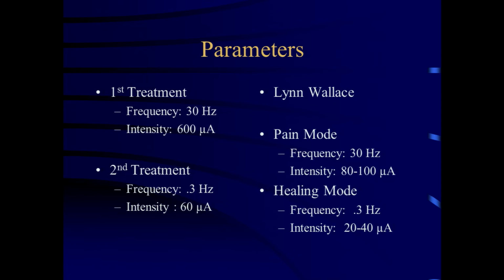So the parameters, the first treatment 30 Hz 600 microamperes, second treatment 0.3 Hz 60 microamperes. So you will feel this one, you won't feel this one much. Then pain mode, frequency 30 Hz, intensity 80 to 100 microamperes, healing mode 0.3 Hz 20 to 40 microamperes. When you want to heal, you have to feel for it, then only you will know whether you are healing it or not. Here to reduce the pain, they will pass the current, it will be like a tingling feeling, you feel nice.